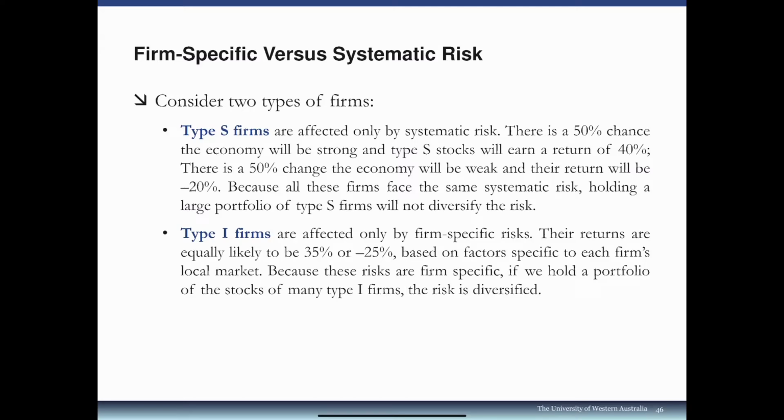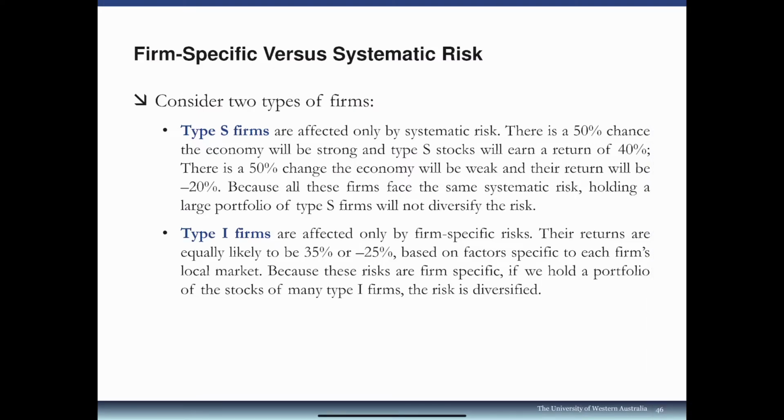In contrast, we have type I firms. Here, I stands for idiosyncratic, which is also firm specific. So type I firms are only affected by firm specific risk. Their returns are equally likely to be either 35% or minus 25%, based on factors that are specific to their local market. Because these risks are very firm specific, which means that it doesn't come from the economy, it's coming from the firm itself. And if we're holding a portfolio of the stocks of many type I firms, the risk is diversified.